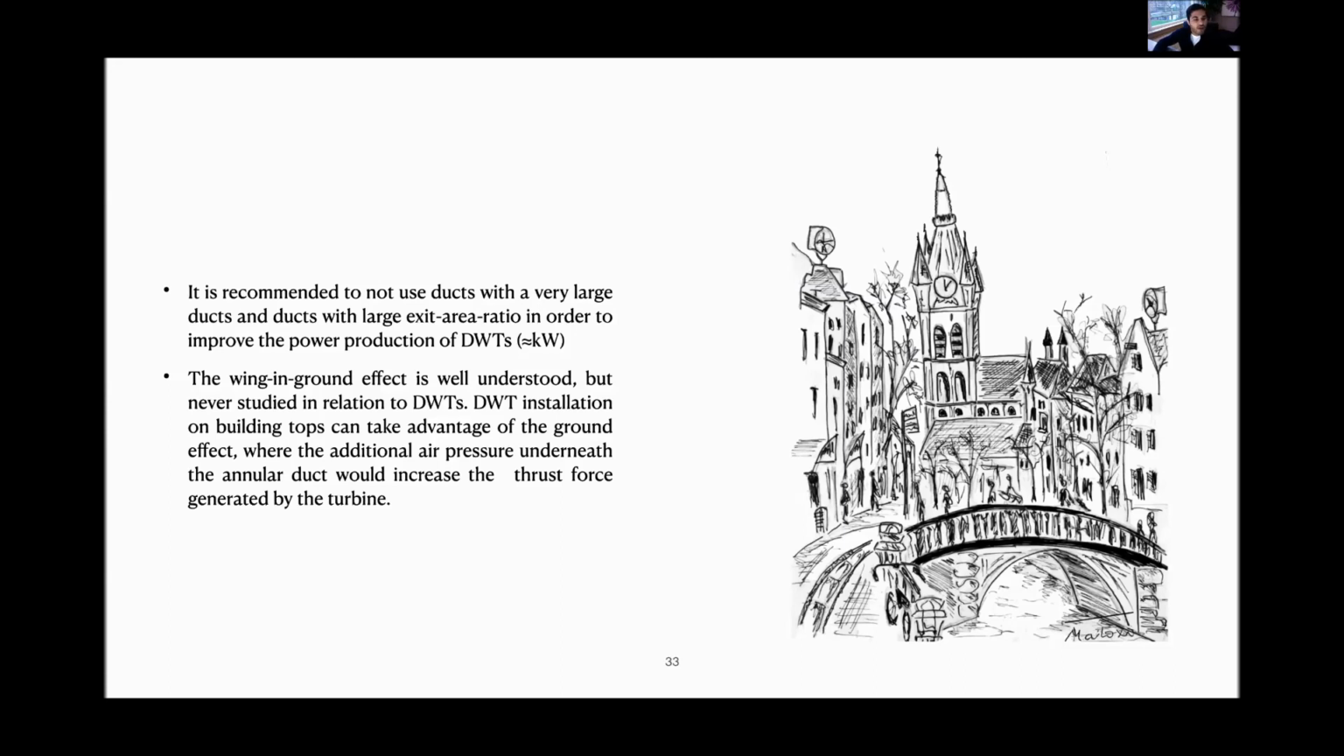The wing and ground effect is very rightly studied for aircraft propellers, but not touched upon for the study of ducted wind turbines. So what I show you in the figure is a pictorial representation of a roof-mounted ducted wind turbine on a rooftop in the city of Delft, where I finished my PhD. It's a typical scene with a cathedral and canals. It would be very good to investigate the wing and ground effect, whether this would be an optimal condition to play around with with respect to the ducted wind turbine configuration.